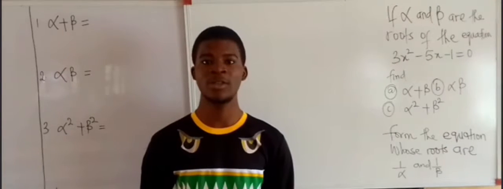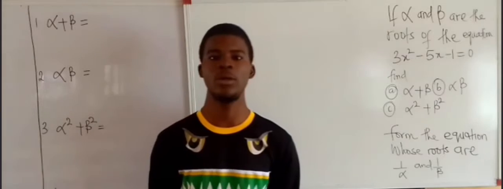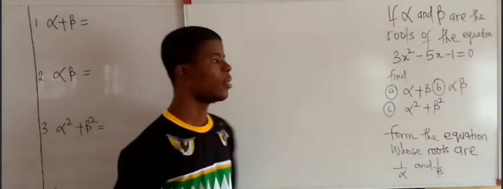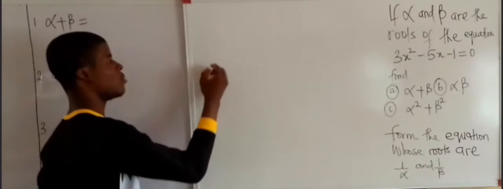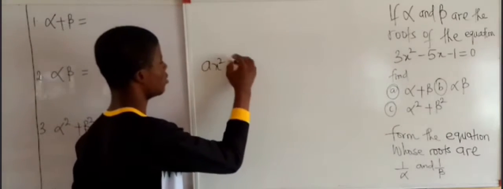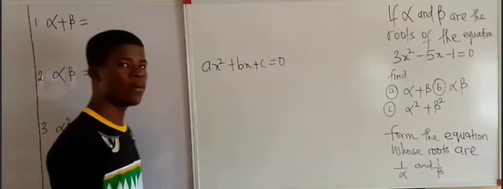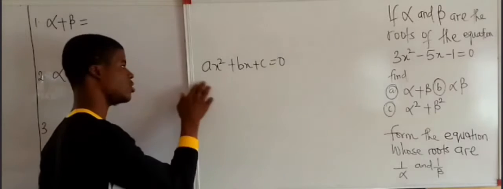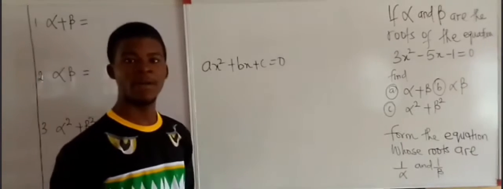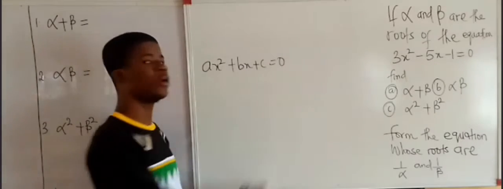Continue on today's video lesson on the symmetric properties of roots of a quadratic equation. The symmetric properties of roots of a quadratic equation. Now, this is the general formula for a quadratic equation, that's ax squared plus bx plus c equal to 0. Now, the roots of this equation are the values of x that make this equation equal to 0.